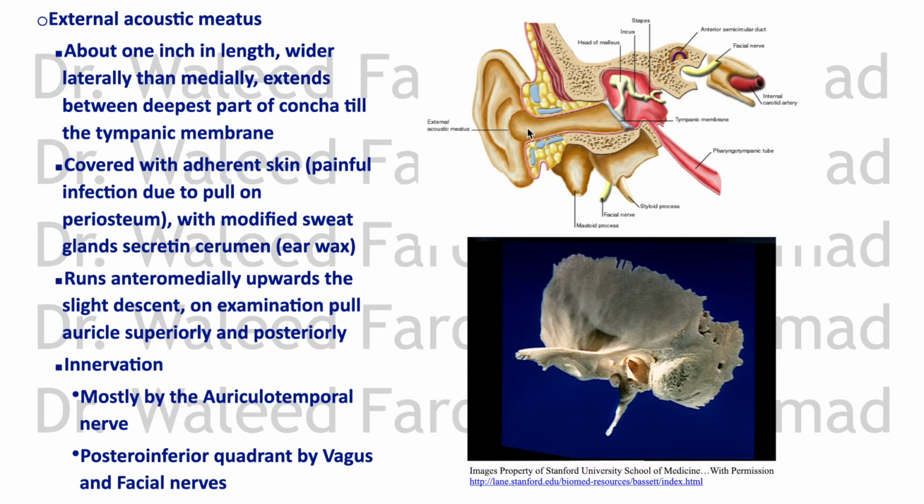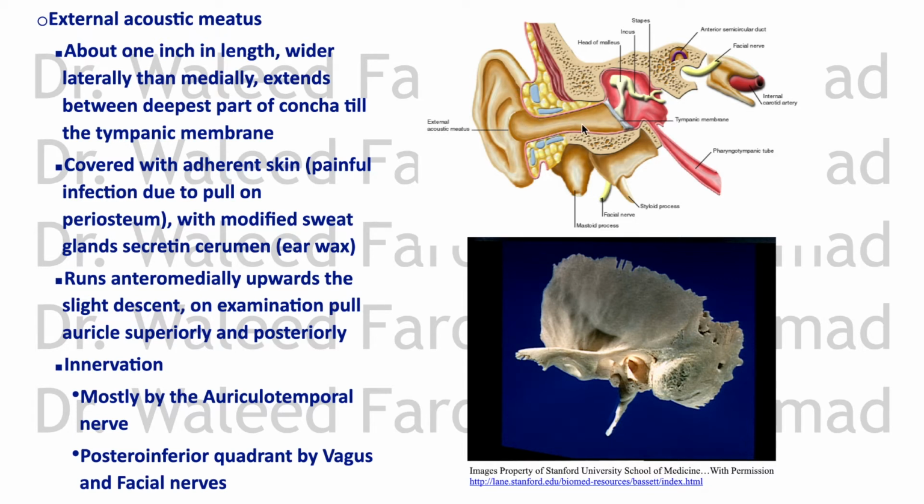Okay, this is about the external acoustic meatus. We'll look at its direction. It runs anteromedially and superiorly, and then at the end it goes down a little. So if you need to examine it with an otoscope, you must pull the ear pinna upwards and backwards to straighten the canal to be able to have a good look at the tympanic membrane. Pull the auricle upwards and backwards.